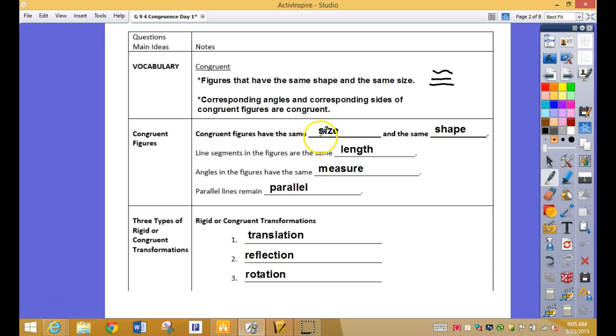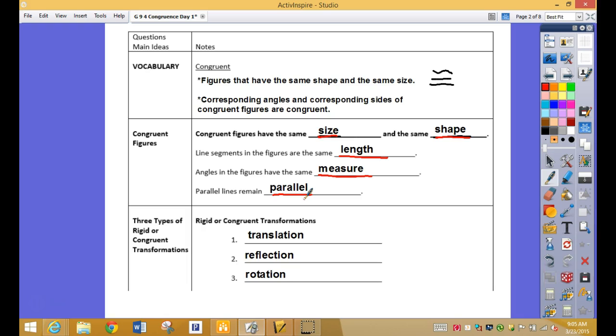Congruent figures have the same size and the same shape. Line segments in the figure have to have the same length, and angles have to have the same measure. If lines are parallel, they have to remain parallel on the congruent figure. After we do a transformation, if they're parallel on one, they need to stay parallel on the other.